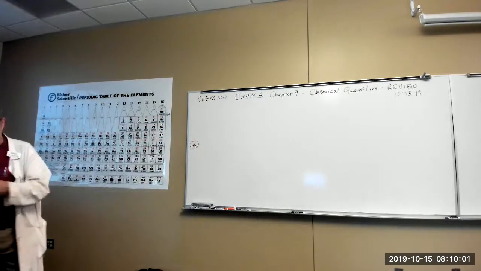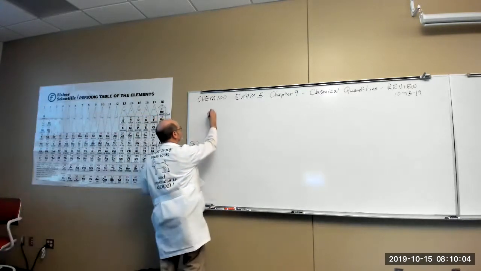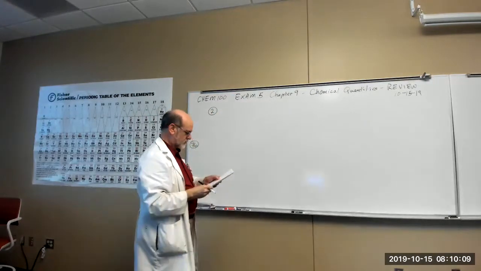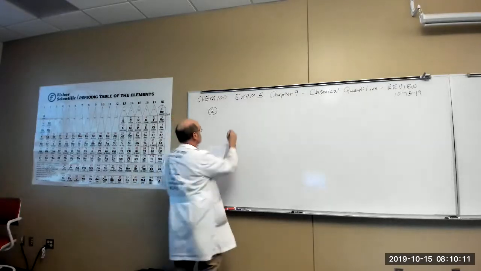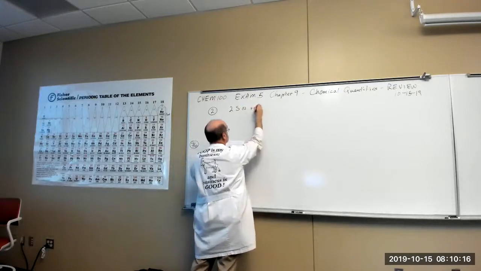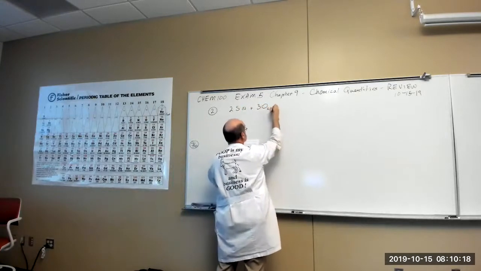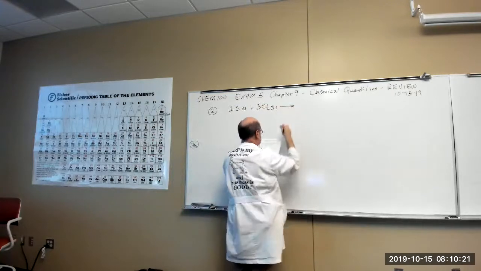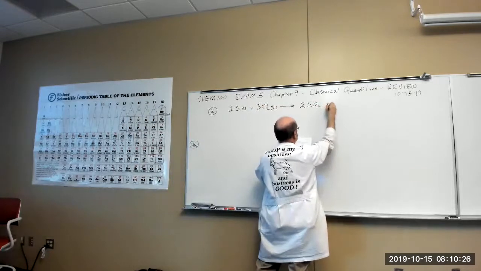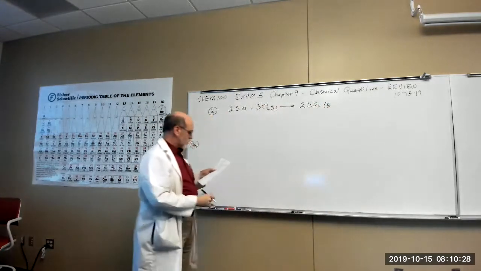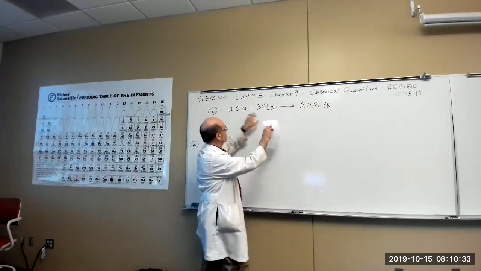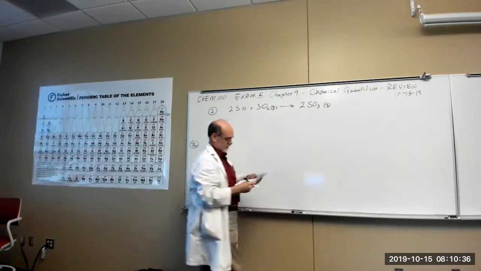How about number 2? I want to start off slow and build up steam. For the reaction, 2 sulfurs and 3 oxygens yields 2 sulfur trioxide. Okay, there's our balanced equation. And you can check it to be sure. 2 sulfurs, 6 oxygens. Yeah, we're balanced.